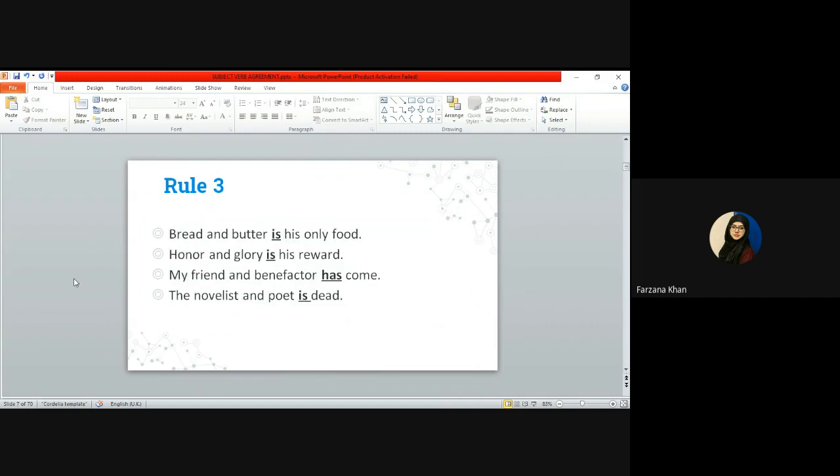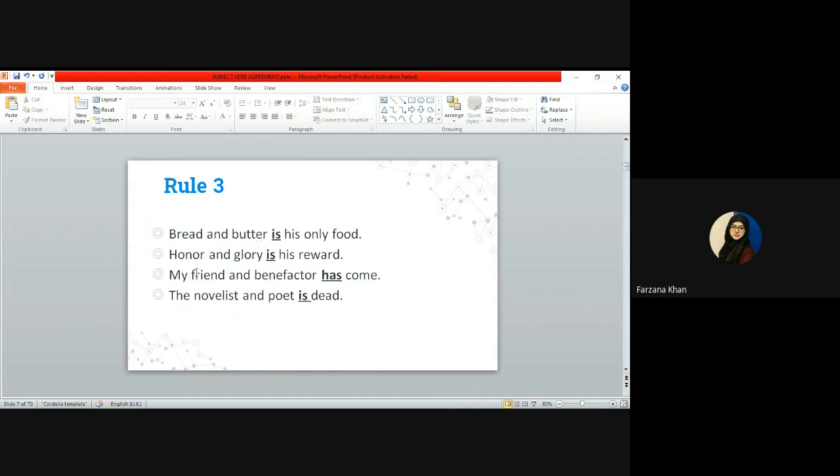There are some other examples to make your concepts further clear. Bread and butter is his only food. Again, bread and butter are basically about one main idea. That's why there is a singular verb. Honor and glory is his reward. Again, honor and glory give one main idea, talking about one thing.